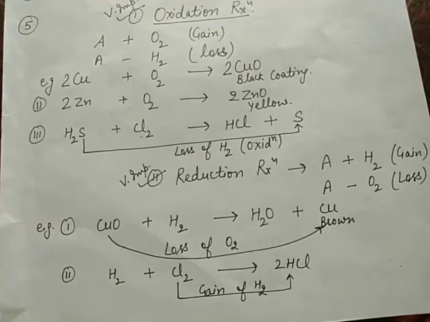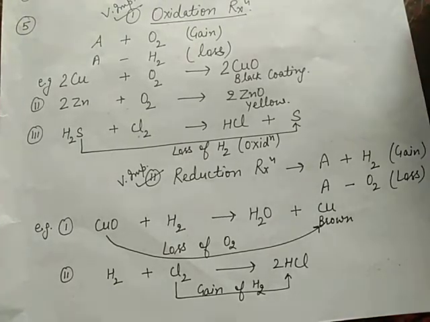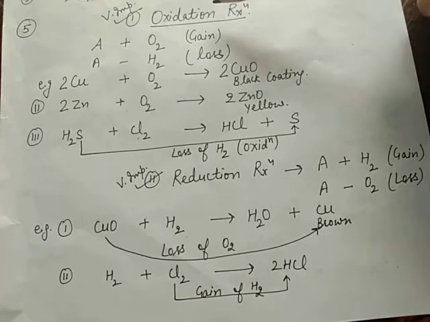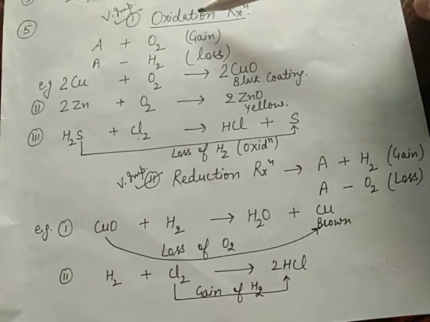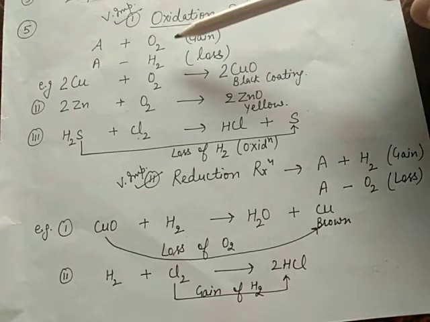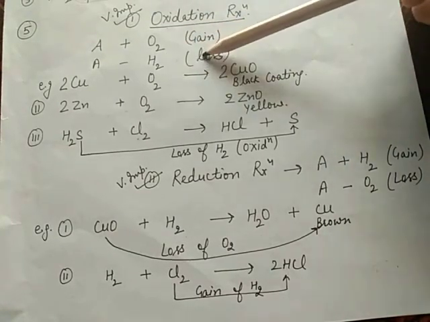Today's topic is the fifth type of chemical reaction, that is oxidation reaction. What do you mean by oxidation? Oxidation means gain of oxygen and loss of hydrogen.